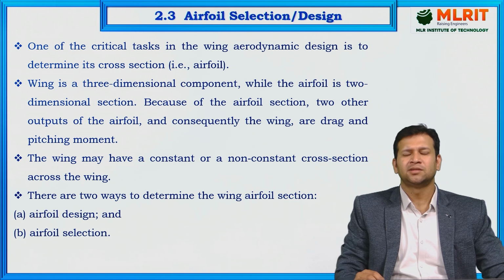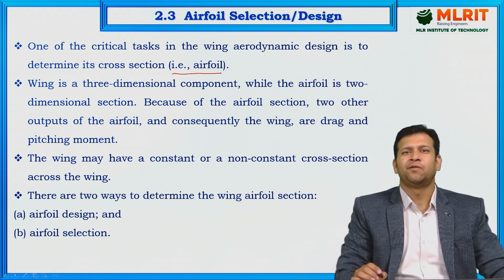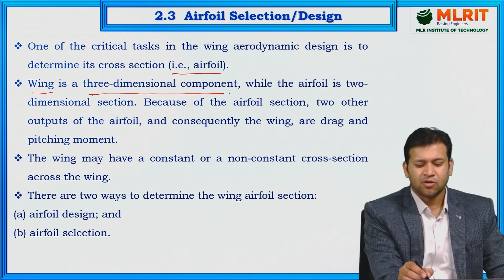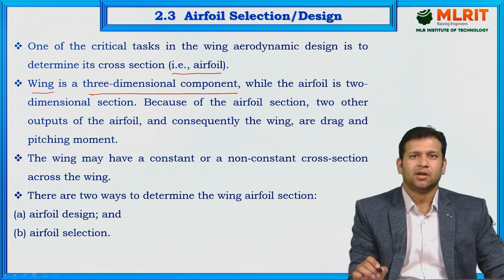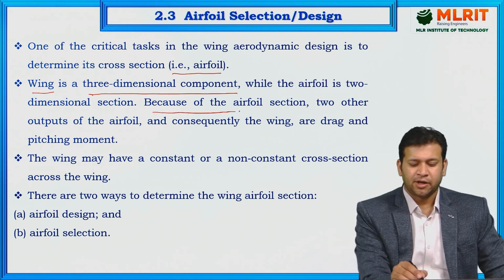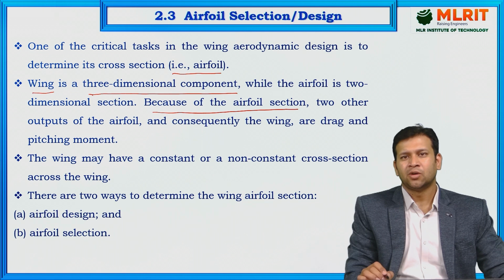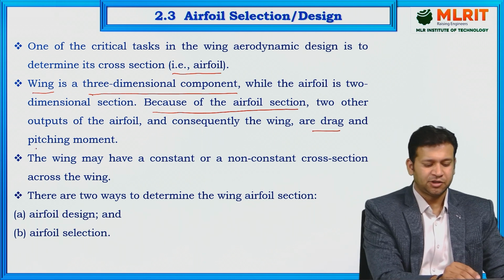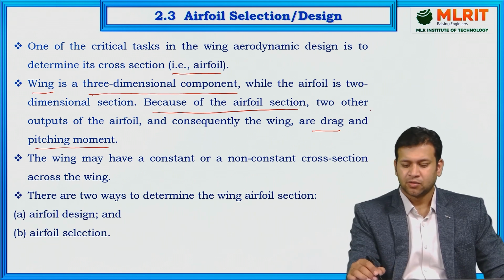One of the critical tasks in the wing aerodynamic design is to determine its cross section, that is its shape, which is the airfoil. The wing is a three-dimensional component while the airfoil is a two-dimensional section. Because of the airfoil section, two other outputs of the wing are drag and pitching moment. Apart from these two, even lift is one of the constituent forces.